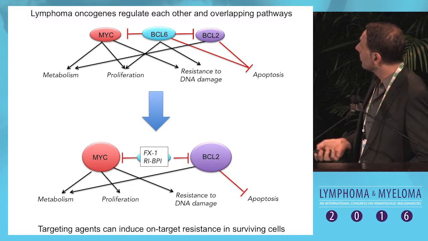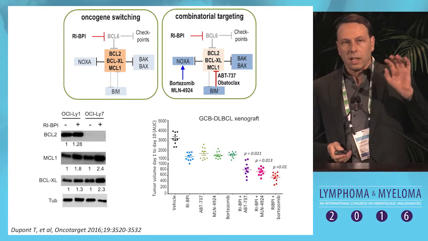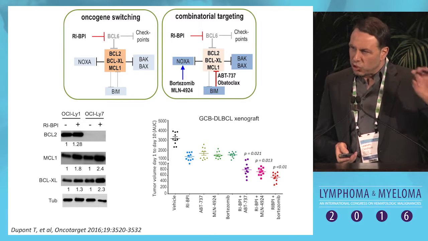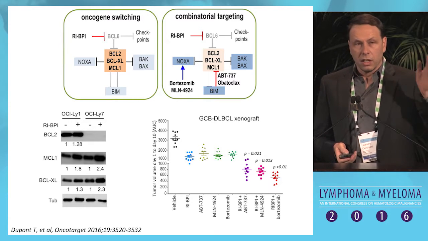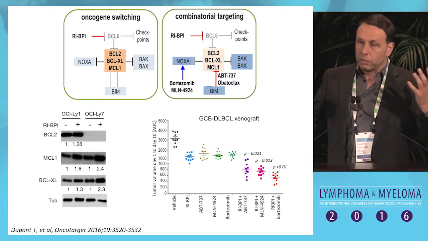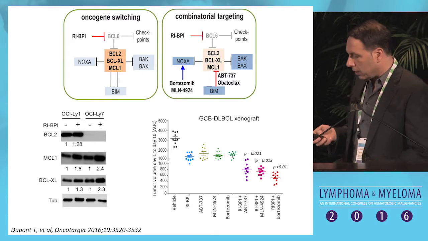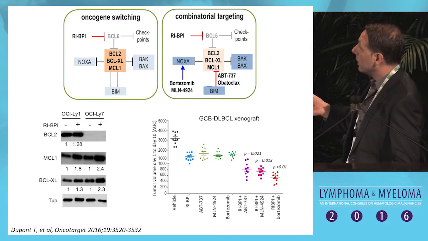This phenomenon is called oncogene switching, right? So you have a lymphoma that, in general, because of the heterogeneity, is driven by more than one oncogene. You kill one oncogene and the other 2 or 3 or 4 appear and take over the survival. So they switch from one to the other. So this is the mechanism.